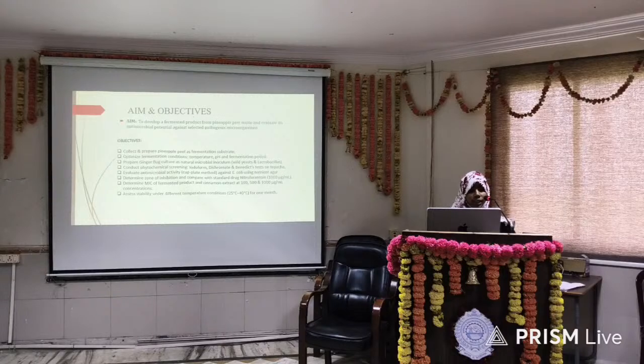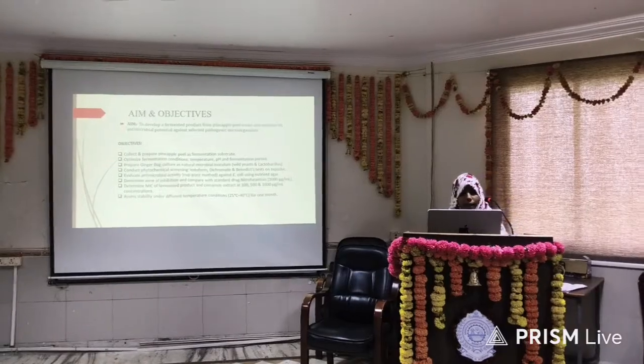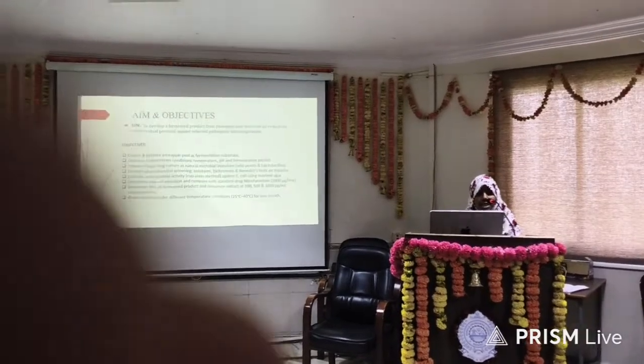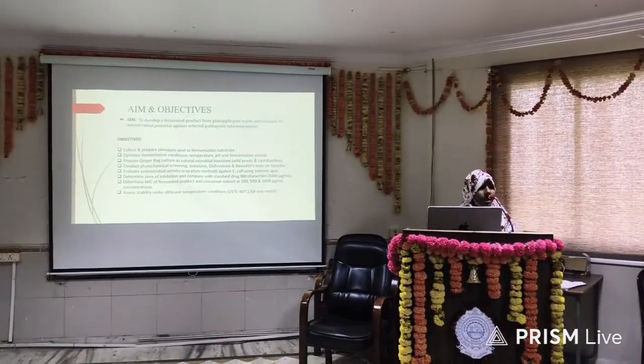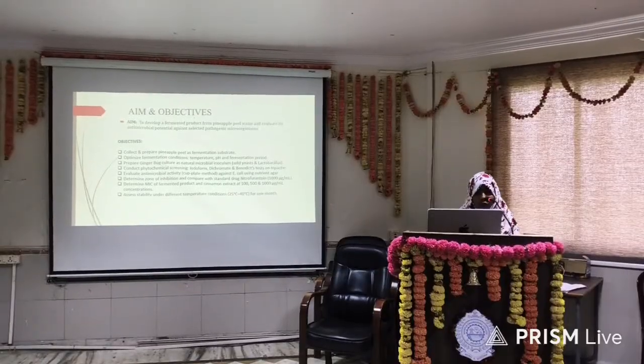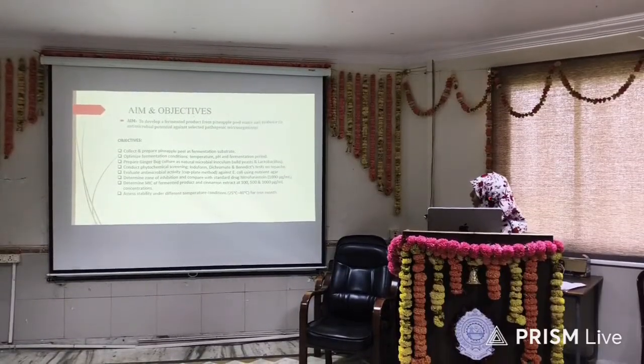Determination of zone of inhibition and comparison with the standard drug, which is nitrofurantoin 1000 mg per ml. Determination of MIC of the fermented product and cinnamon extract at 100, 500 and 1000 microgram per ml concentrations, and to assess stability of our product under different temperature conditions, 25 to 50 degrees centigrade, for 1 month.